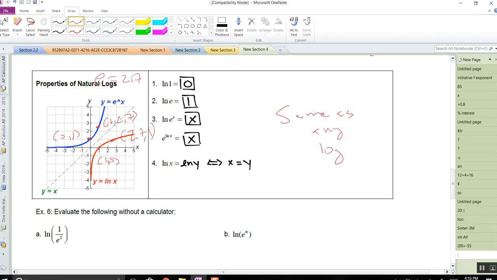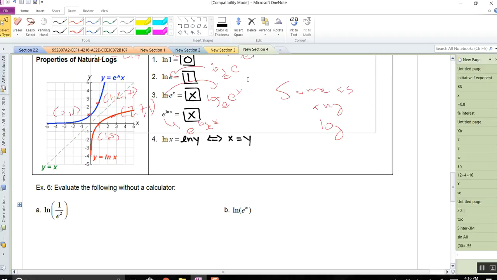The ln 1 is still 0, ln e is still 1 because that's log base e of e. Here you're putting e to the x into log base e, so the e's cancel, you just get x. Or here it's e to the log base e of x, the logs cancel, and that's x. So, don't overthink it. Same thing as any log.